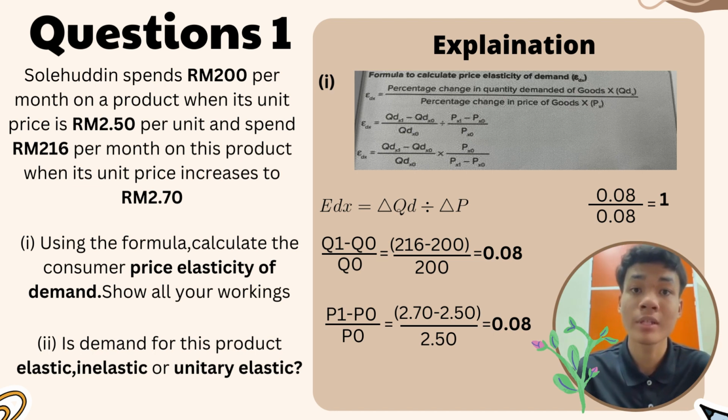After that we do the same thing as before, where we find the percentage change in price of goods, which is the new price P1, RM2.70, minus the old price P0, 2.50, and at the same time we divide them by P0, so we get 0.08. Lastly, we divide the percentage change in quantity demanded of goods by the percentage change in price of goods, so the answer is 1 from the calculation.